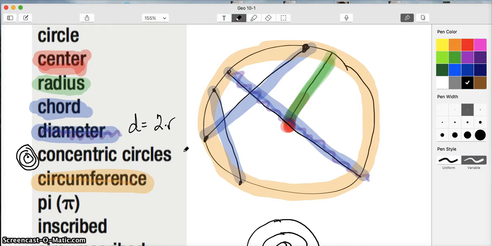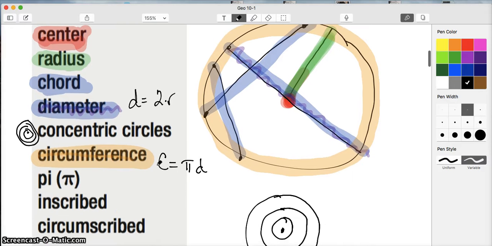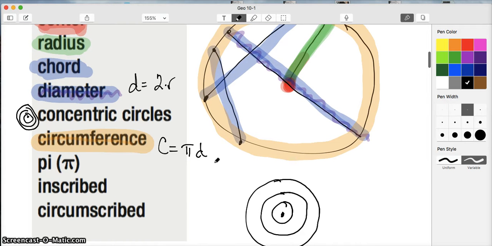Circumference has a formula, and that formula is given as the circumference of the circle is equal to pi times the diameter, right? You've heard of pi, but let's define pi. Since the circumference is equal to pi times the diameter, with a little bit of algebra, we can prove that pi is equal to the ratio of the circumference to the diameter.